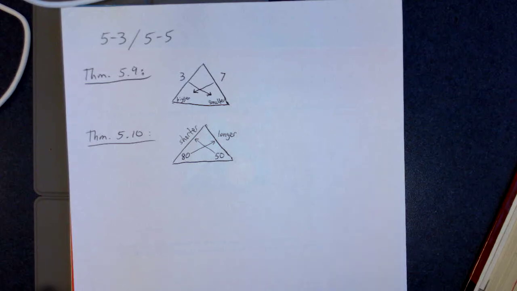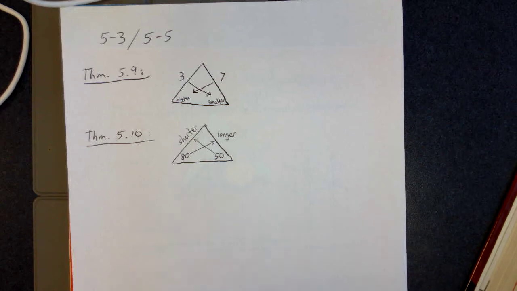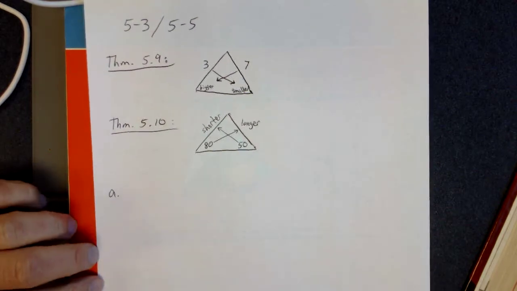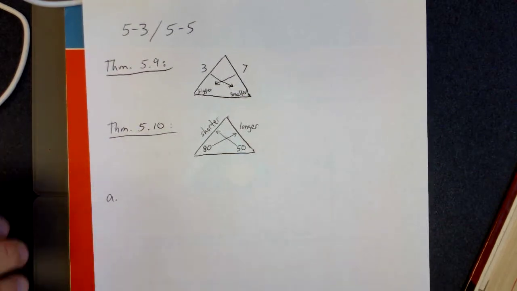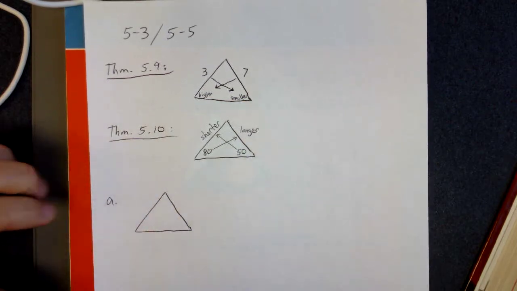Both theorems 5.9 and 5.10, you can use both of those to organize the sides in order or the angles in order based on the sides or the angles that are given to you. All right, let's show you a couple of examples of how this is going to work here. We'll call this first one letter A. This first one, they're going to give us a triangle. They're going to give us all three sides on the triangle.